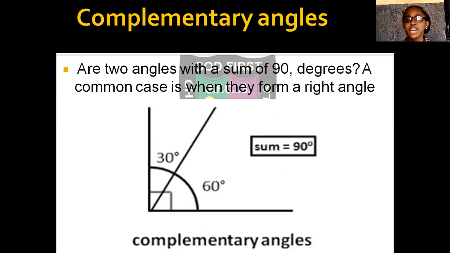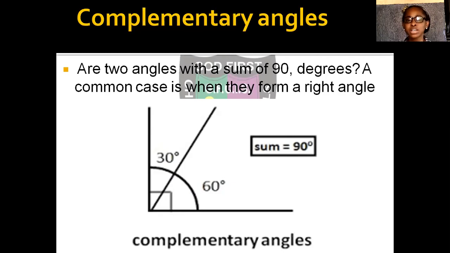Where the sum of two angles is 90 degrees, it is called complementary angles. Example on our screen: 30 degrees plus 60 degrees gives us 90 degrees, an example of a complementary angle. Another one is 45 degrees plus 45 degrees, which gives us 90 degrees. We have as many examples as you can mention.